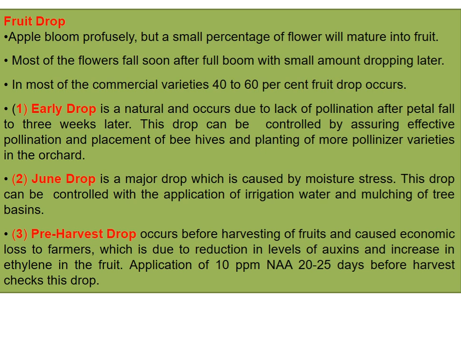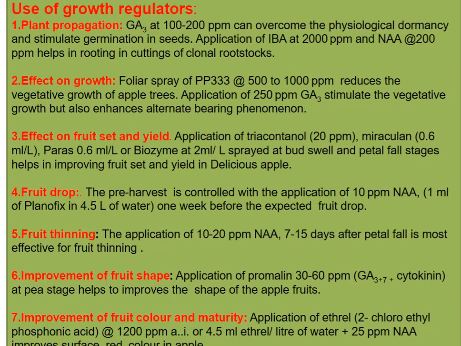June drop is the major drop, which is caused by moisture stress. This drop can be controlled with the application of irrigation water and mulching of the tree basins. Pre-harvest drop occurs before the harvesting of the fruit and causes economic loss to the farmers, which is due to the reduction in the levels of auxins and increase in the ethylene in the fruit. Application of 10 ppm NAA 20 to 25 days before harvest checks this drop.